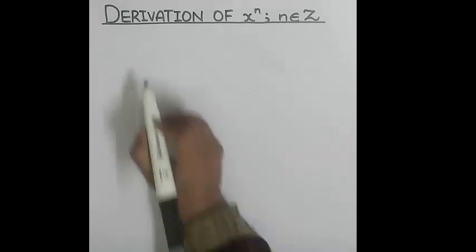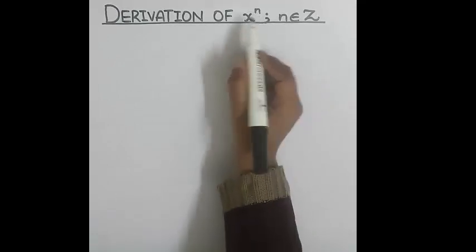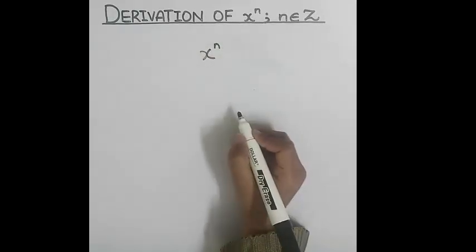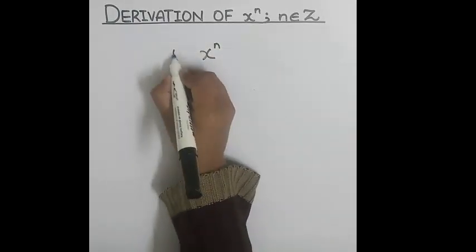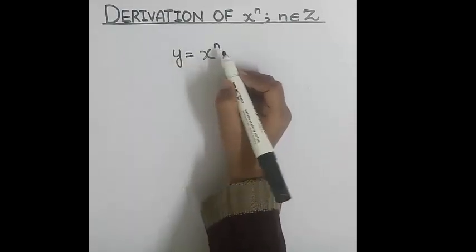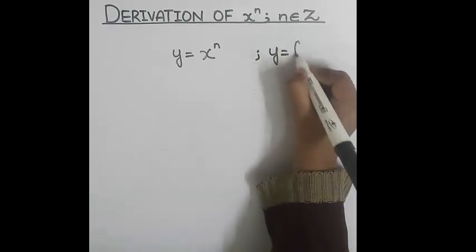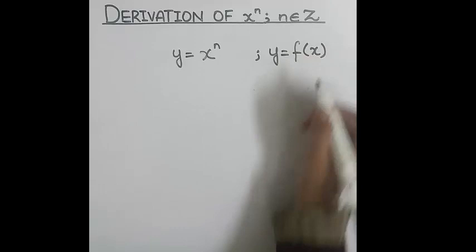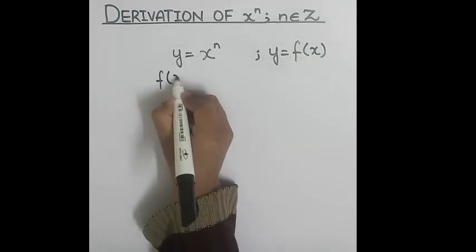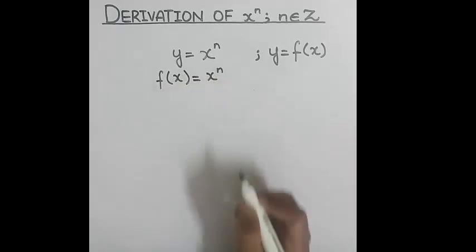Today we will discuss the derivation of x raised to power n. We will derive x raised to power n by the ab initio method. So let's suppose y is equal to x raised to power n. As we know, in differentiation we write y is equal to f of x. So suppose this y, we replace it by f of x, which is equal to x raised to power n.